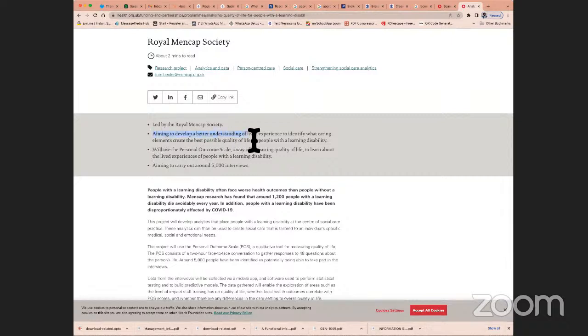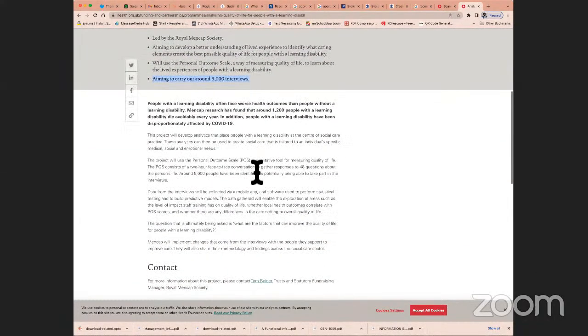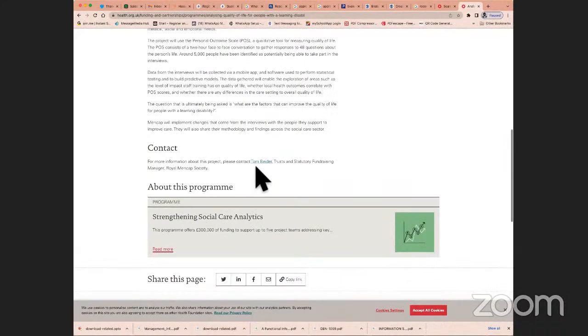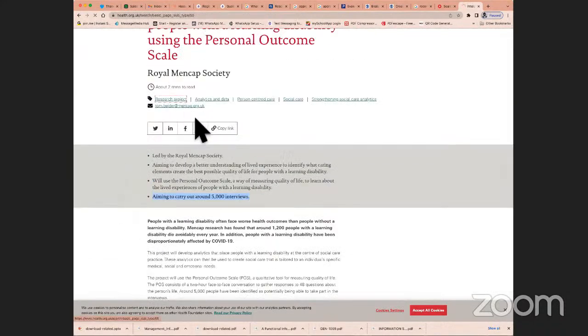These are the overarching aims and objectives of the research. So it is aiming to develop a better understanding of lived experience to identify what caring elements create the best possible quality of life for people with learning disability. Now, they have used the personal outcome scale as a measure of quality of life to carry out this research. This research used 5,000 participants, and they conducted 5,000 interviews to finalize the findings of this particular report.